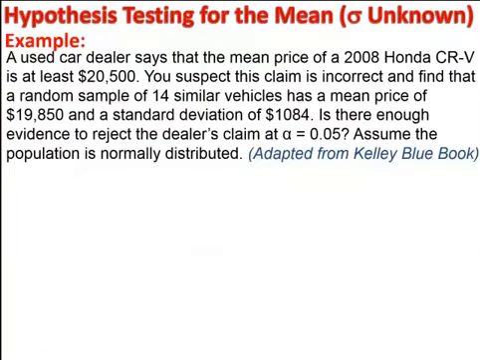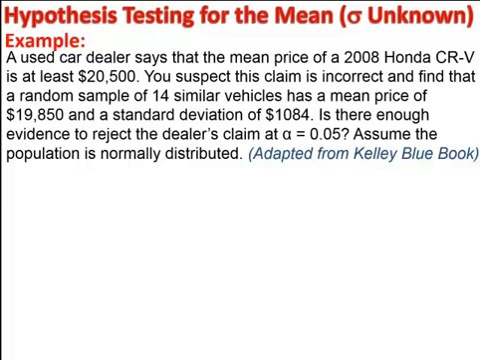So let's do an example here. A used car dealer says that the mean price of a 2008 Honda CR-V is at least $20,500. You suspect that the claim is incorrect and find that a random sample of 14 similar vehicles have a mean price of 19,850 and a standard deviation of 1,084. Is there enough evidence to reject the dealer's claim at an alpha of 0.05? Assume that the population is normally distributed.